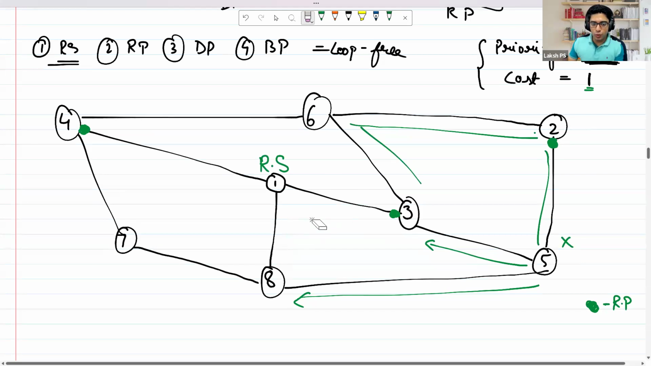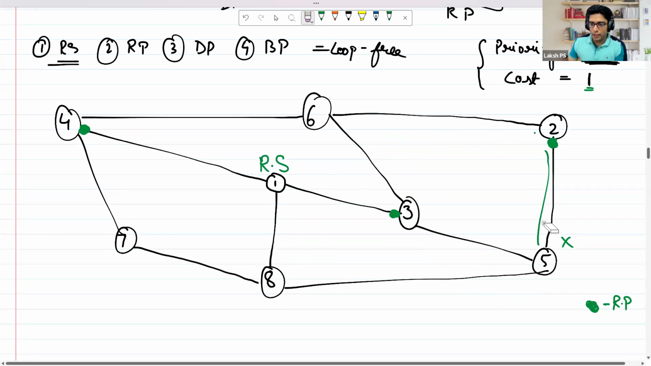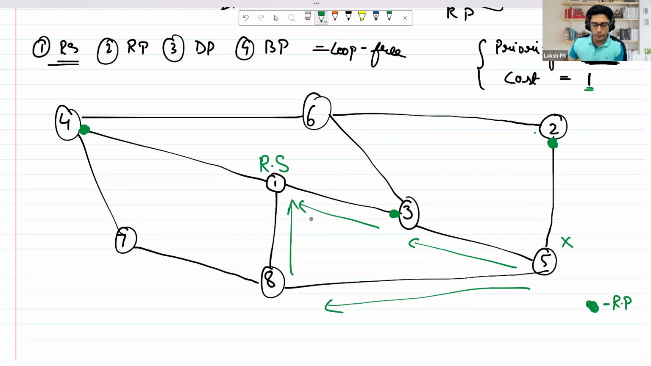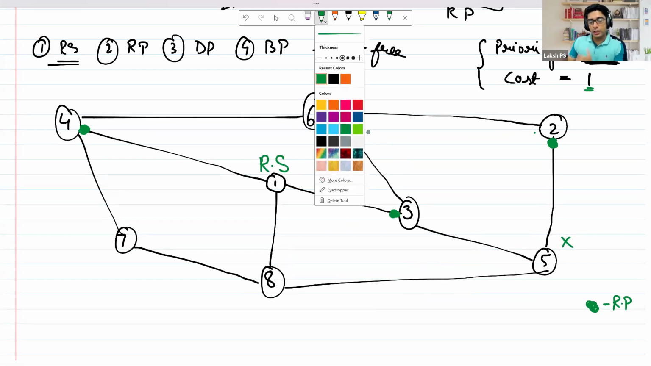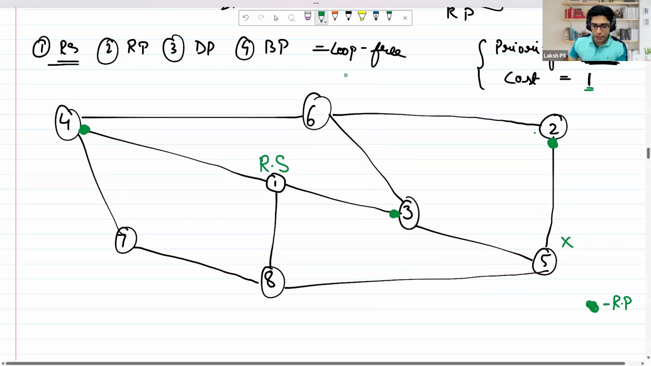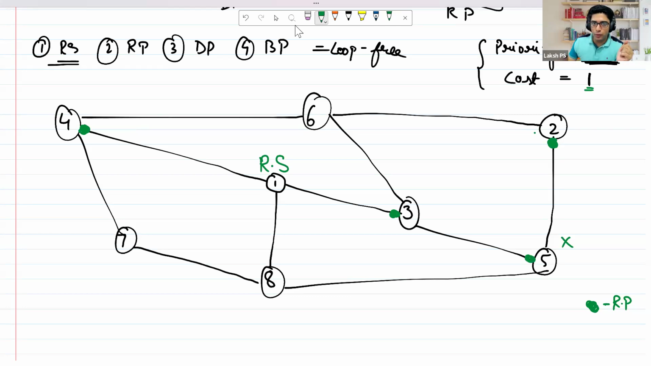However, we have 2 other interfaces where the cost is the same, right? One via 3, the other via 8. This is 1 plus 1, 2. This is 1 plus 1, 2, right? So the spanning tree cost for both the interfaces is the same. The next tiebreaker is which neighboring switch has a lower MAC address. Obviously, 3 has a lower MAC address than 8. So this interface becomes the root port for switch number 5.